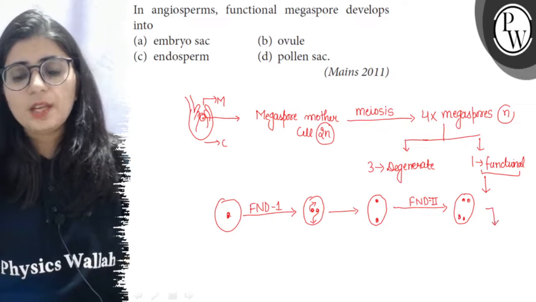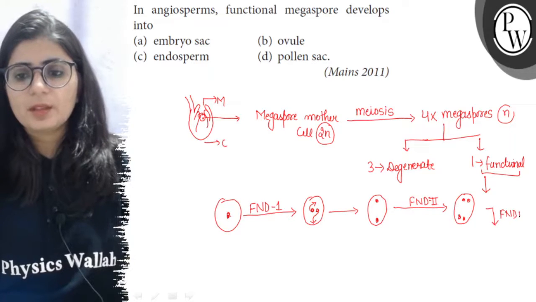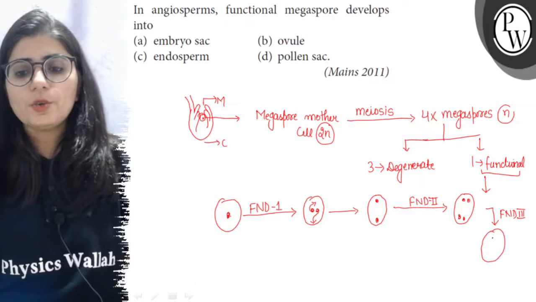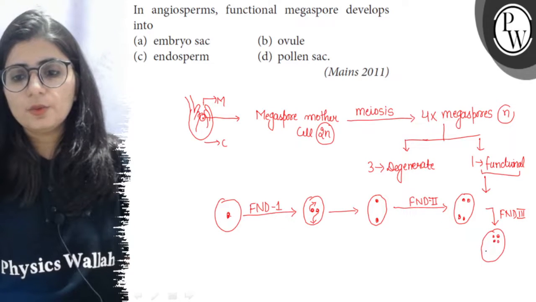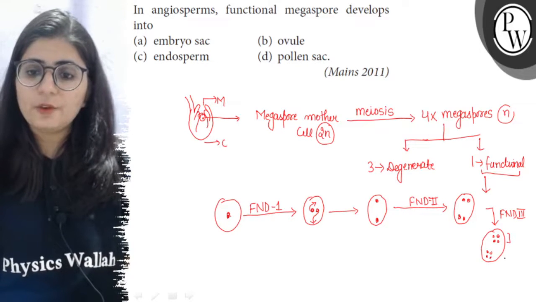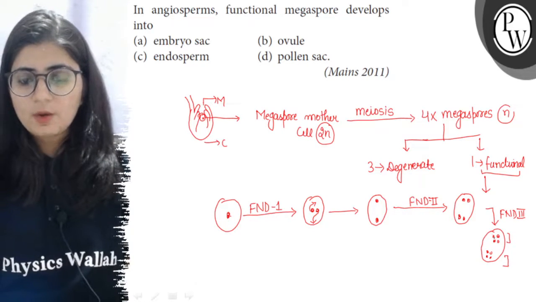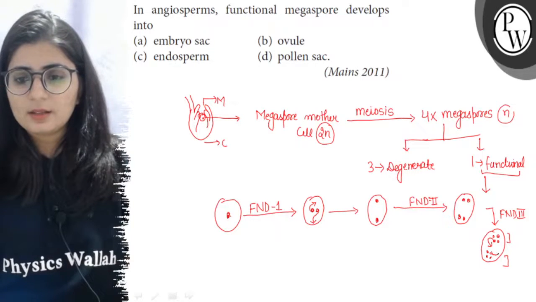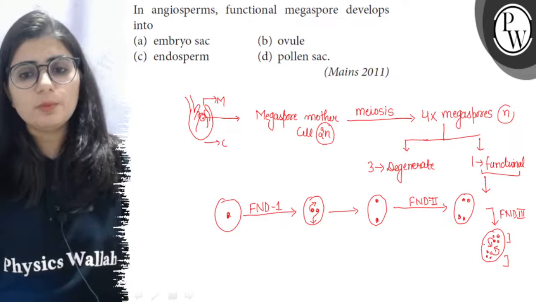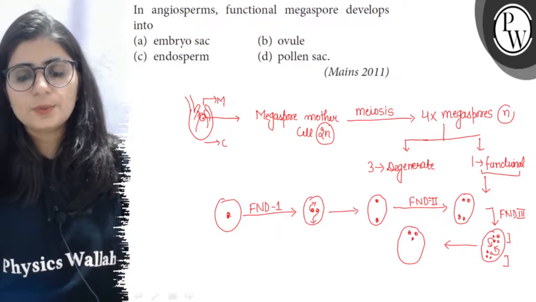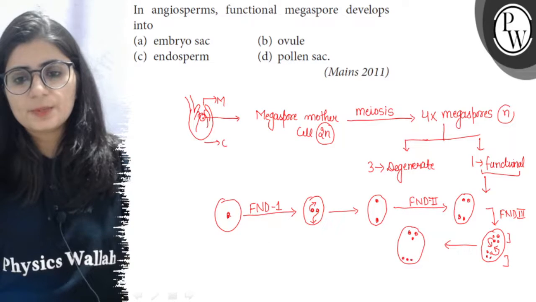Now there will be free nuclear division number 3, and during this event 4 nuclei will divide to form 8 nuclei. So 4 nuclei will be towards this pole and 4 will be towards this pole. Now out of these 4, one will move towards the center, and from this pole also one nucleus will move towards the center. Now such a condition creates 3 nuclei at this pole, 3 nuclei at this pole, and 2 nuclei in the center.